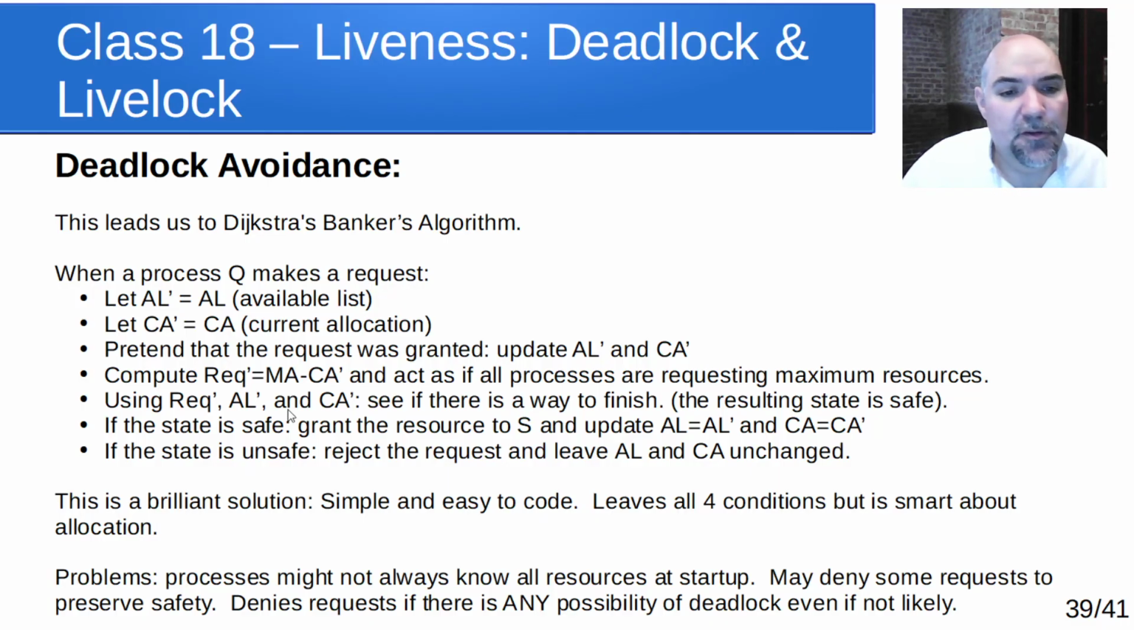Okay, and then what you do is you compute the requirement prime, which is MA minus CA, and then act as if all processes are requesting maximum resources. We just say everybody requests their maximum resources at once. And using that requirement list prime, AL prime and CA prime, we see if there's a way to finish. In other words, we check to say, is the resulting state safe? And if it is a safe state, then we say, okay, giving this resource to that person was okay, I'll grant that request. But if giving them that resource resulted in a state that was unsafe, then we reject the request even though we have it.